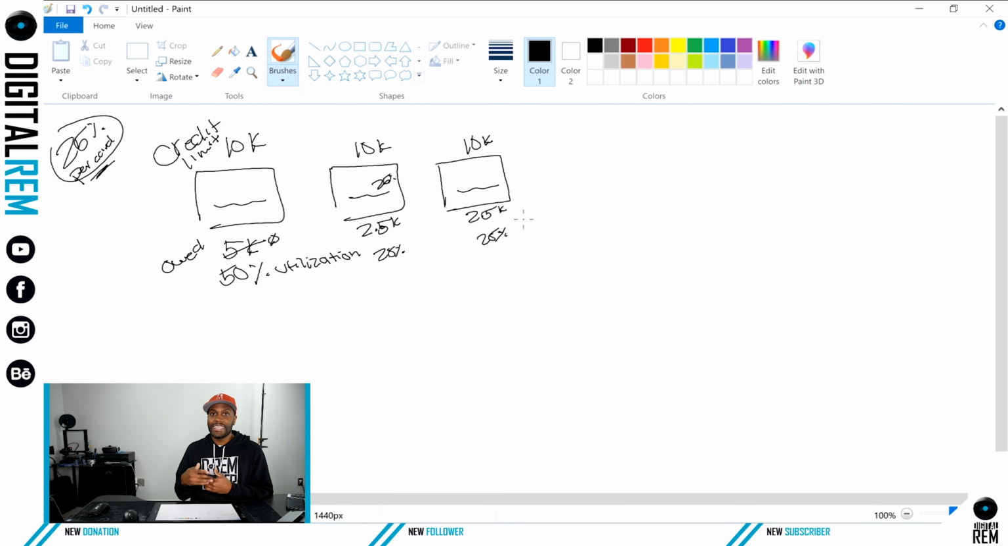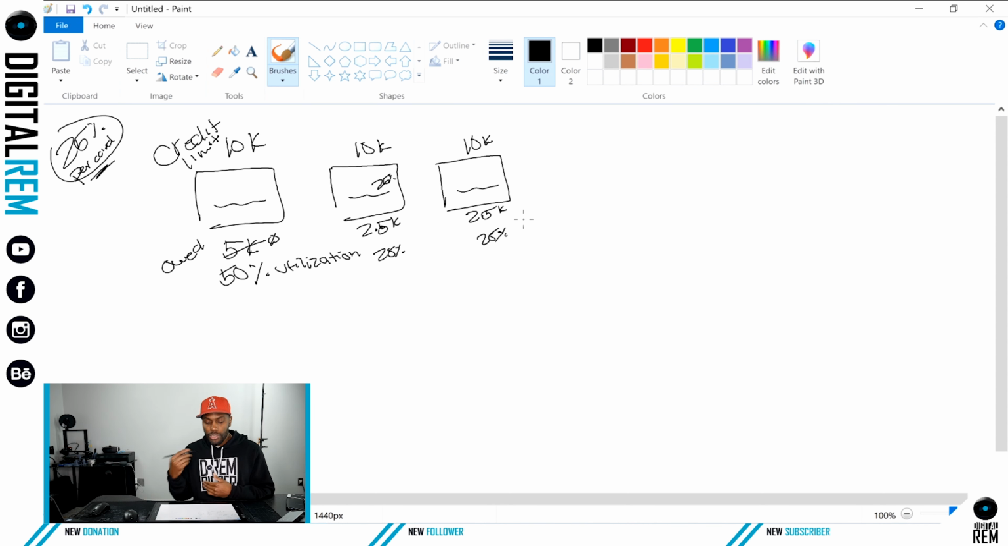But 25% is almost at the break-even point where it's still helping, but it's not helping as much as if it was lower. So the ultimate goal is to get your overall utilization way below, between 2 and 10%. That's where you ideally want to be.